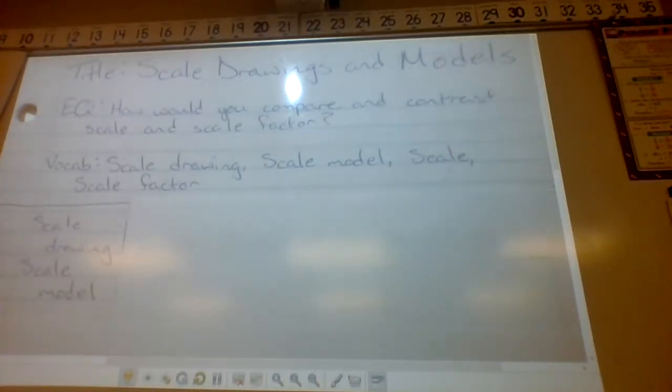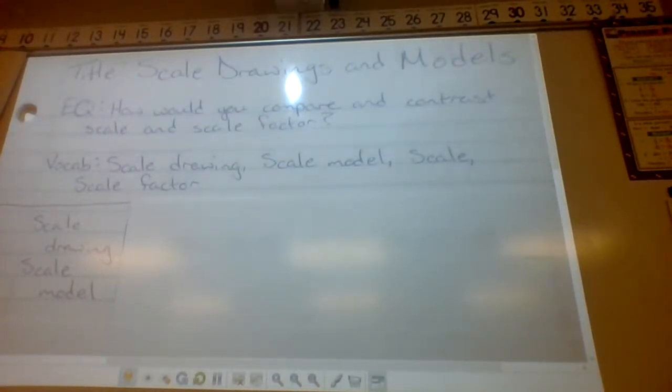Have you guys heard of scale drawing or scale model? Has anyone ever put together a model? Yeah, a project. It's called Legos. We did the pyramid, remember? Oh, yeah, you have to do the pyramid.